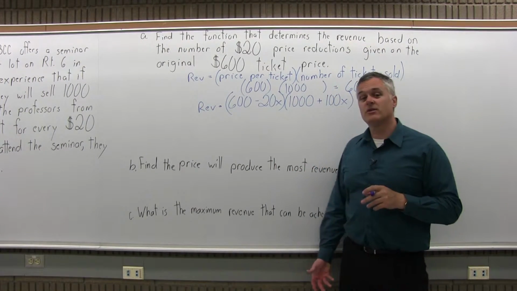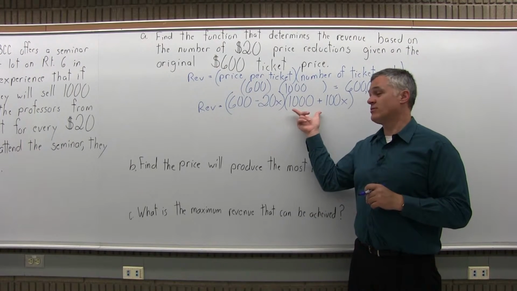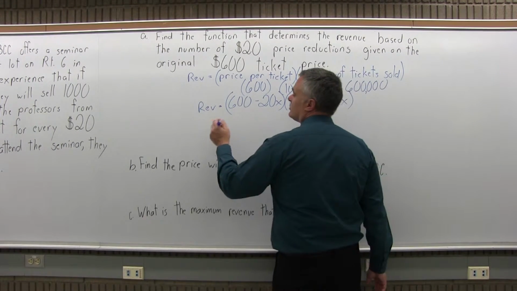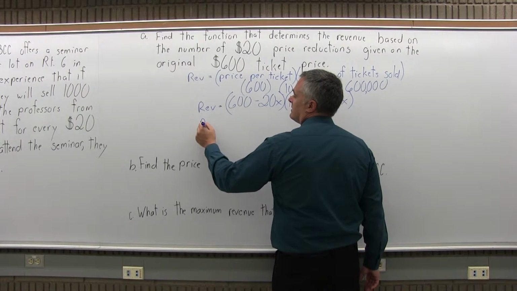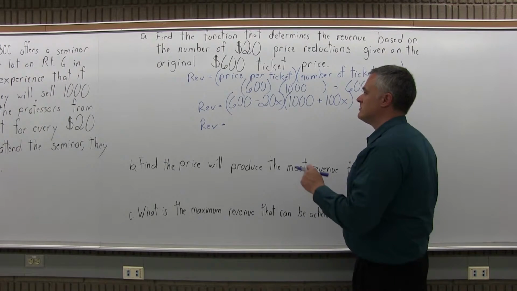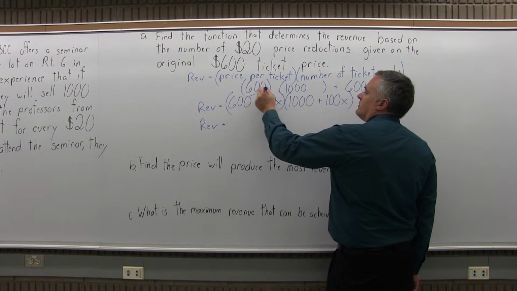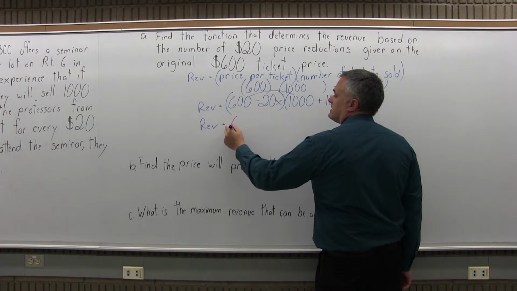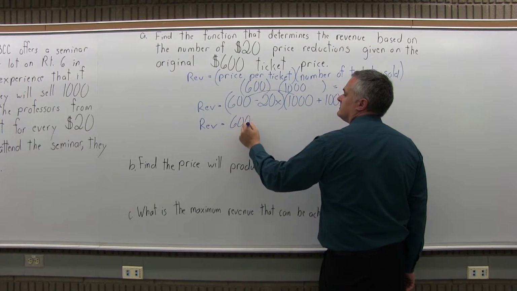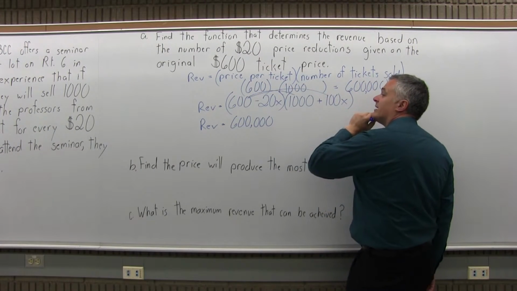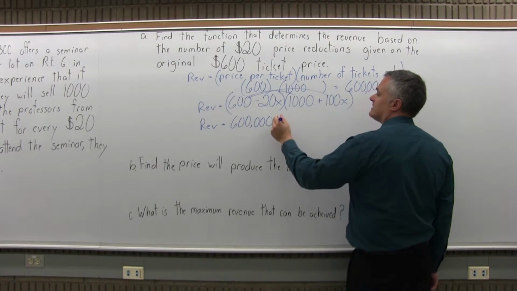And I can simplify it a little bit, clean it up. Right now it's in two sets of parentheses, so I can FOIL it out and combine my like terms. So to do a nice job, let's do that, especially because it'll be very useful for parts B and C that follow. So to FOIL it, I'm going to do 600 times 1,000. That's 600,000. And then 600 times 100x.